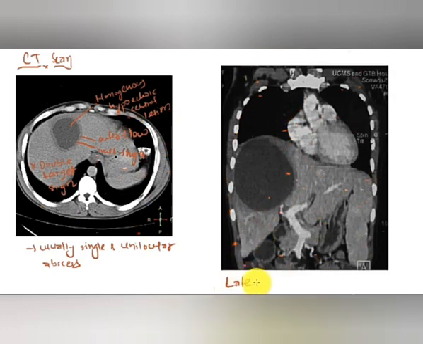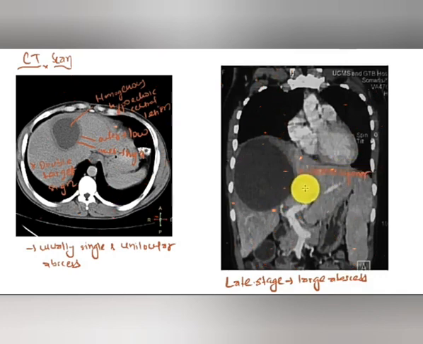This is another CT picture of late stage liver abscess, which is large. Here this is on the posterior superior aspect of the liver, right top of the liver, thus denoting the amoebic abscess.